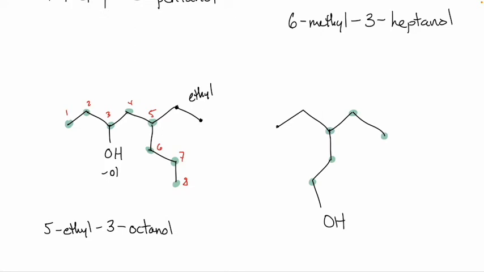Okay, so then I'm going to number my parent chain. Well, I guess to name my substituents, again, this is an ol group, and this is, again, I'm not very creative, an ethyl group, right? 2 carbons. So numbering my parent chain, I'm going to start out with that OH group to give it the lowest possible number. So this is 3-ethyl-1-pentanol.